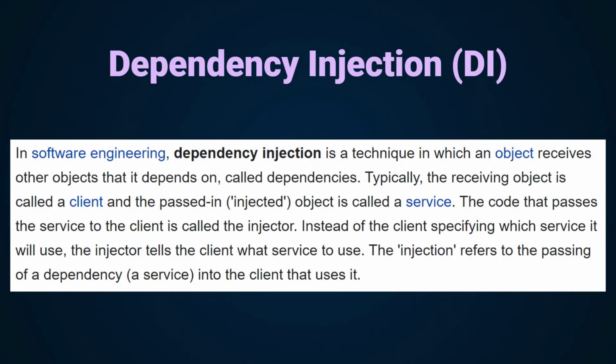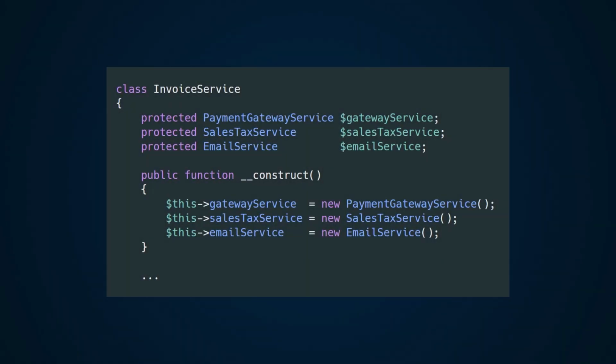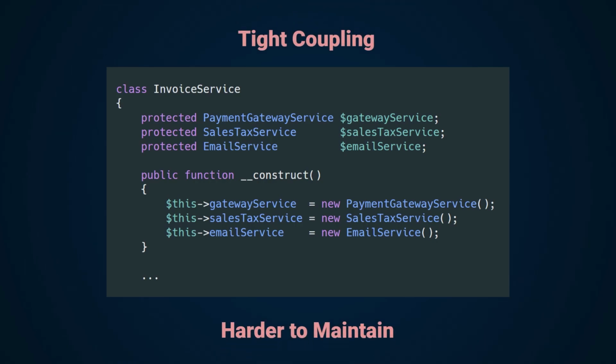The formal definition from Wikipedia states that in software engineering, dependency injection is a technique in which an object receives other objects that it depends on, called dependencies. That sounds about right, so let's see the problem and how dependency injection solves that problem. As you can see in here, we're hard-coding these classes in the constructor where the invoice service class is responsible for creating the dependencies. This creates tight coupling, makes code harder to maintain and harder to test.